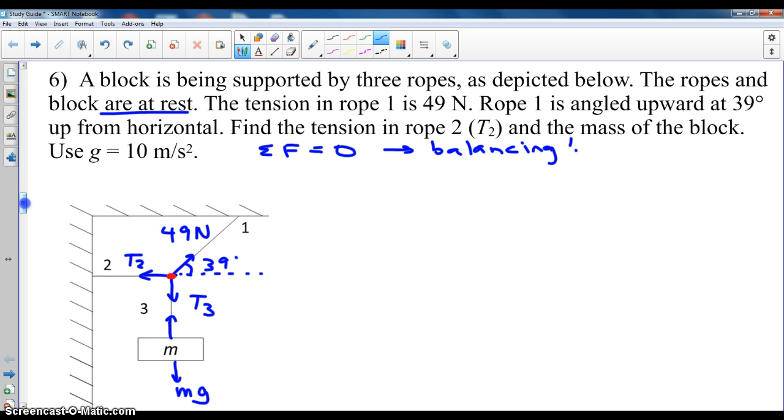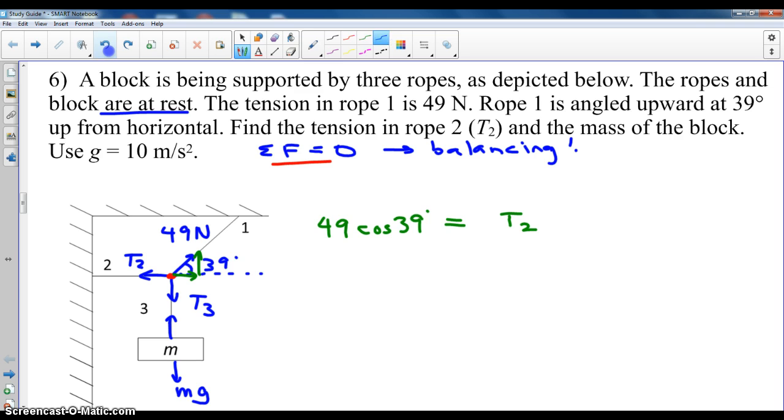Okay. Now, the next thing you're going to want to do is draw the components of 2D forces. The green arrow pointing right is equal to 49 cosine 39 degrees, hypotenuse cosine theta. And it balances T2, because the rightward pulling force on the point balances the leftward pulling force. Equilibrium, balancing.